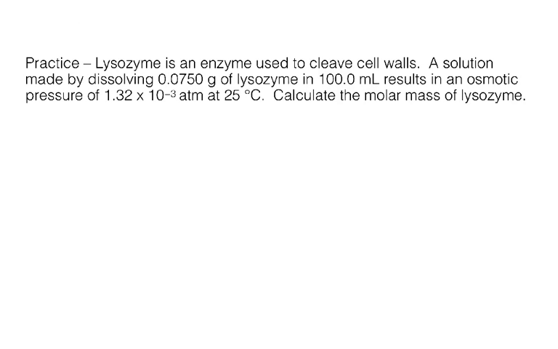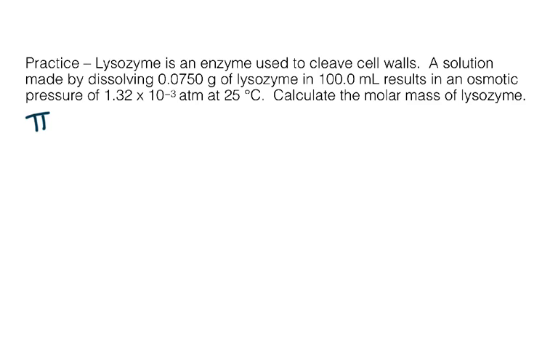One more practice, I would recommend pausing the video, making sure you can work this through on your own. Lysozyme is an enzyme used to cleave cell walls. A solution made by dissolving 0.0750 grams of lysozyme in 100 milliliters results in an osmotic pressure of 1.32 times 10 to the minus 3rd atmospheres at 25 degrees Celsius. Calculate the molar mass of lysozyme. So this is going to be very similar to the last question.